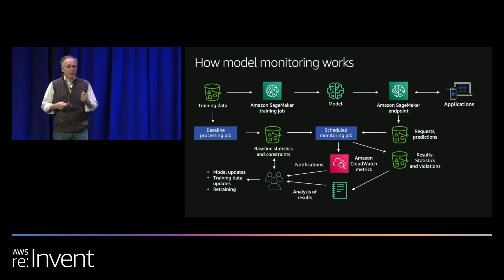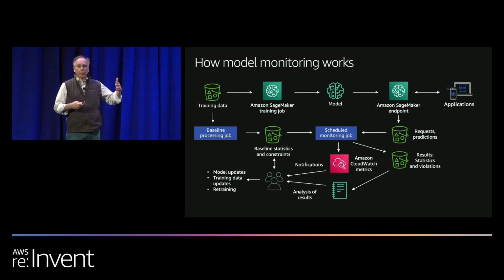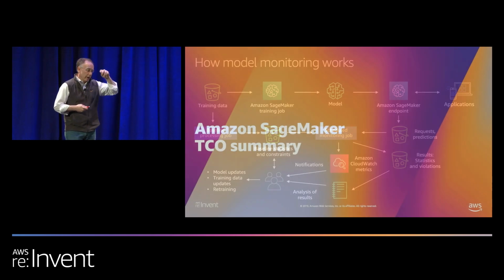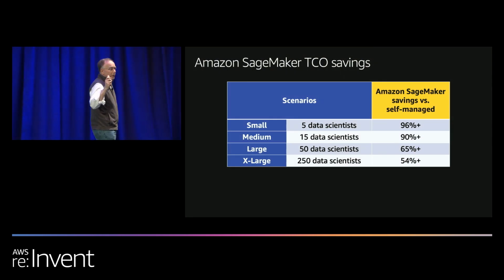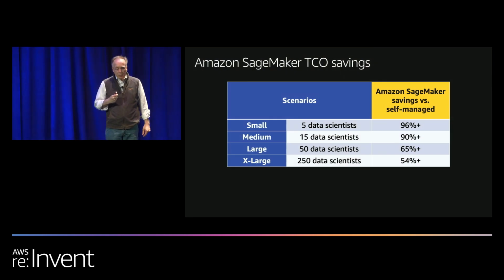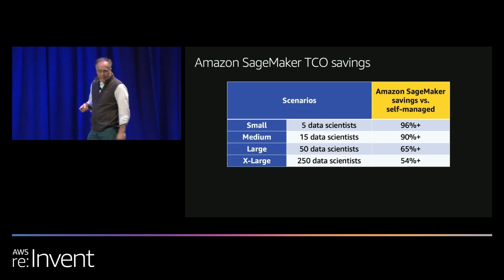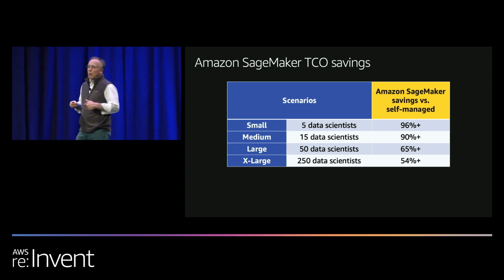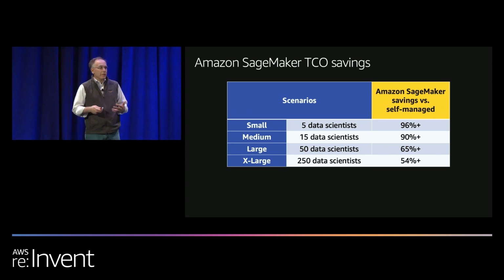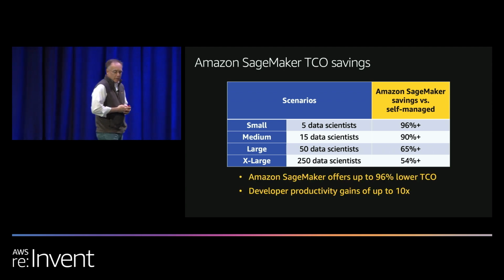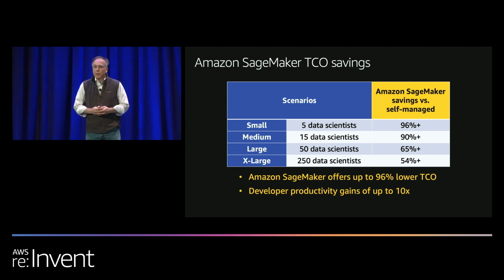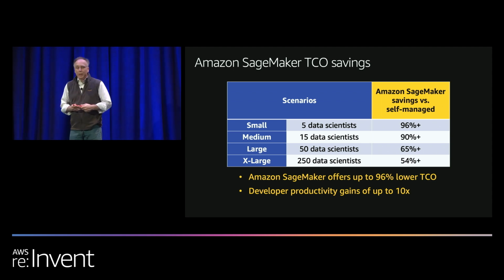So big savings there, as well as managing how frequently you do retraining, so you can reduce the number of training jobs as well. So let me close before I hand it to Mohammed with a summary of TCO savings. So here's a few scenarios that we've looked at. And if you look across these, you could be saving anywhere from 50 to 96% compared to managing your own environment, as well as some productivity gains as well. So let's hear from Mohammed about some real workloads that are in SageMaker and how that has helped Aramex.